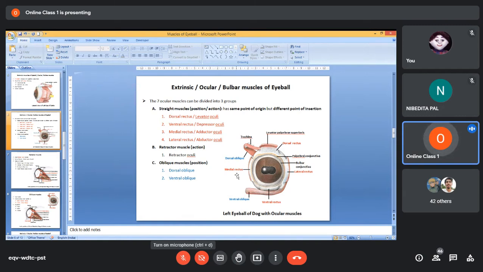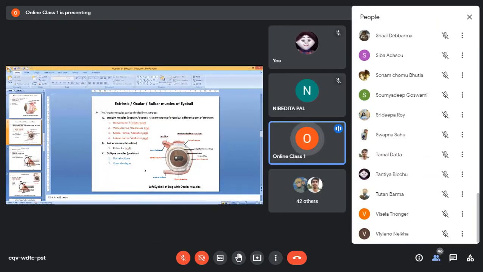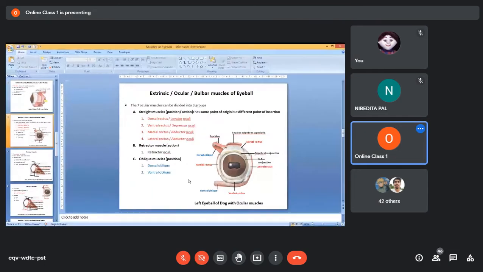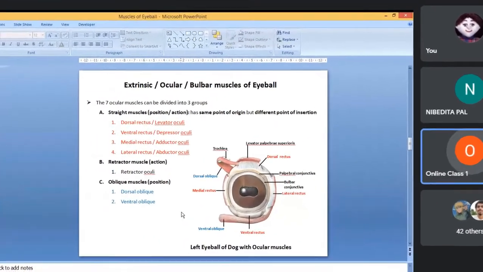The opposite will be adductor or adduction. Adduction means bringing towards the central axis. Okay, so if this medial rectus contracts, what will happen? The eyeball will move towards the medial axis. So it will be called an adductor muscle. Okay, that way you can remember.